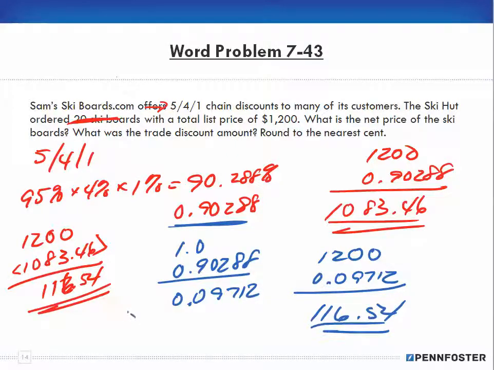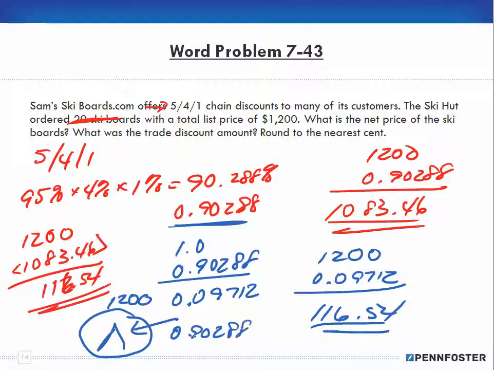Remember, the thinking behind it is that here's my 1,200. This portion right here is the 0.90288, which is after the chain discount, and that's going to give me my net price, and this amount here, the 0.09712, that's my discount amount. Add these two together, you end up with 1.0, which is 100% of the $1,200. So remember, always keep that picture in the back of your mind.